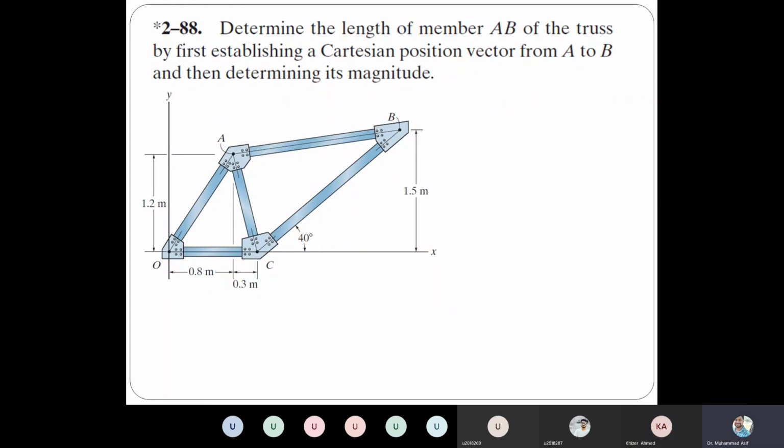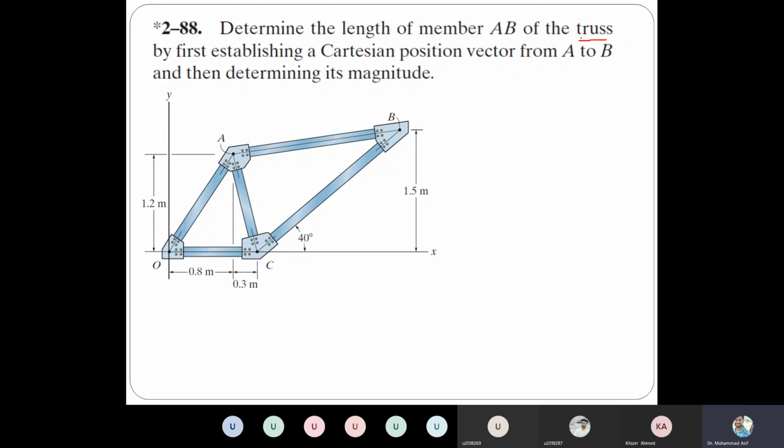Please think about this problem and try to solve it yourself. Please read the statement. In this problem, determine the length of the member AB. So calculate the length of this member AB of the truss.